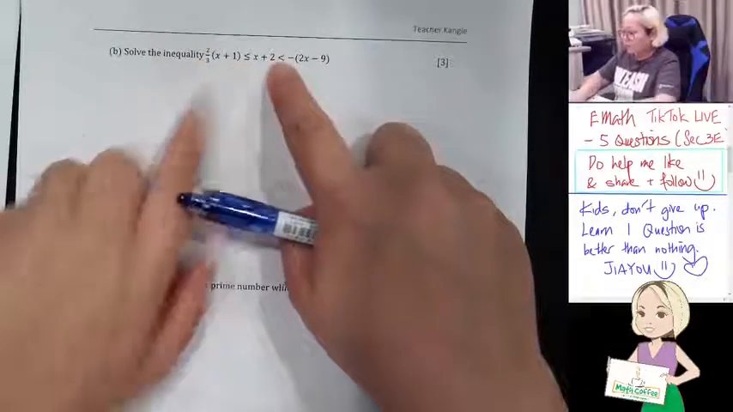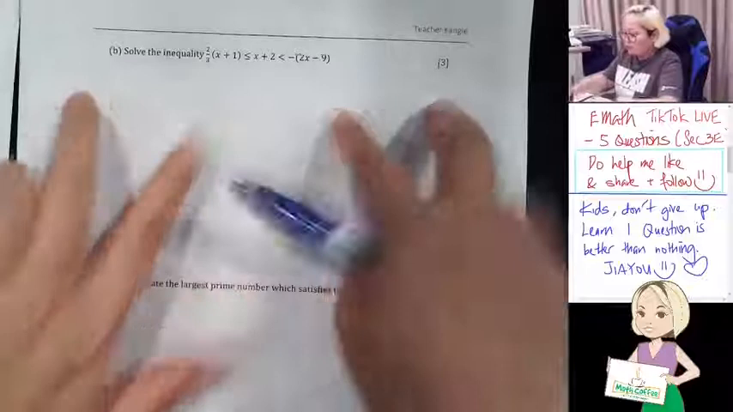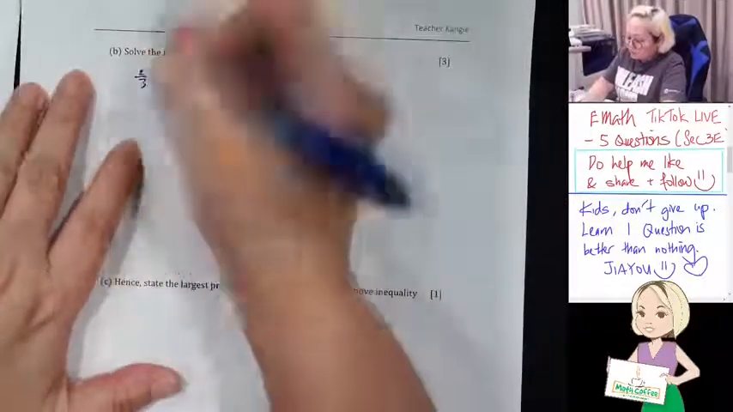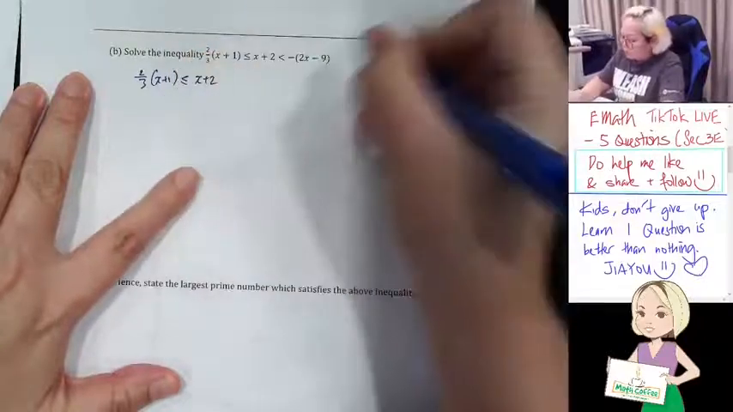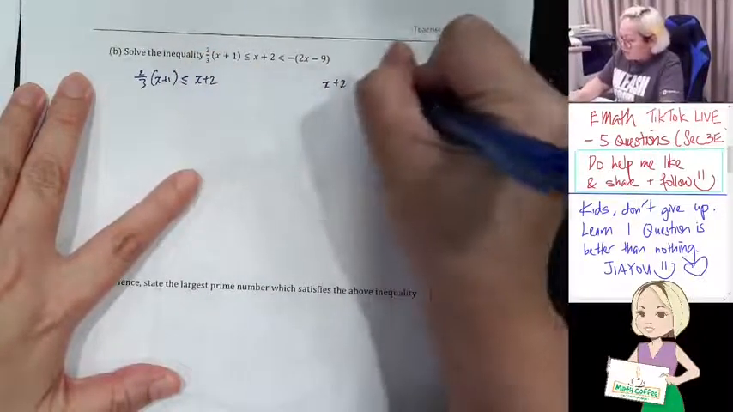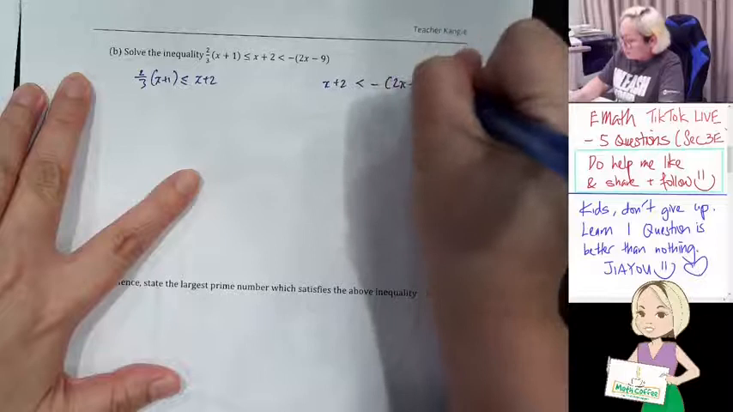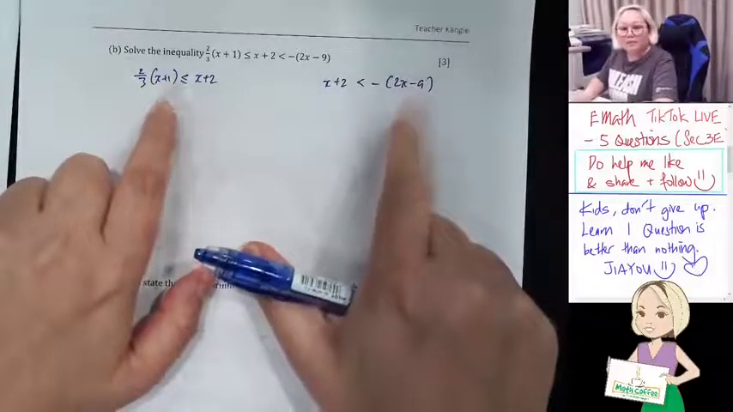Okay, so what you do is you will have to do 2 separate inequalities. You will write 2/3 x plus 1 less than or equal to x plus 2, and x plus 2 less than minus bracket 2x minus 9. So you do them separately.